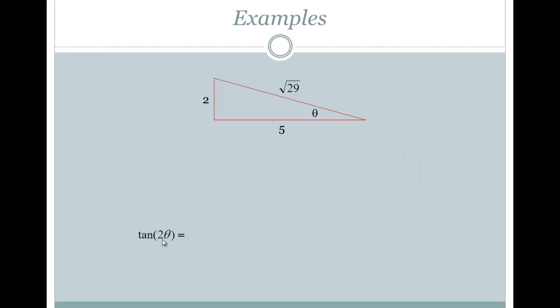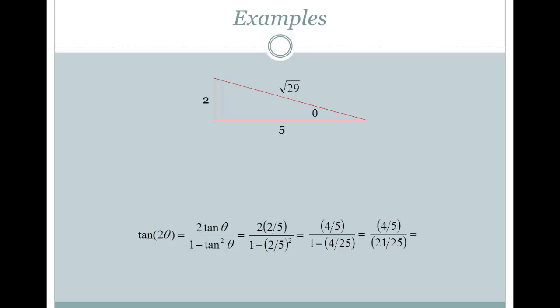Okay, let's do the tangent of 2 theta. Again, I need to use a double angle theorem here. I get 2 tan theta over 1 minus tan squared theta. I know tan of theta is just opposite over adjacent, so tangent of theta is equal to 2/5. So I have 2 times 2/5 over 1 minus 2/5 squared. I'm going to get 4/5 on the top. I'm going to get 1 minus 4 over 25 on the bottom. So the bottom is going to be 21 over 25, like that. I'm going to multiply by the reciprocal, and I'm going to get 20 over 21.